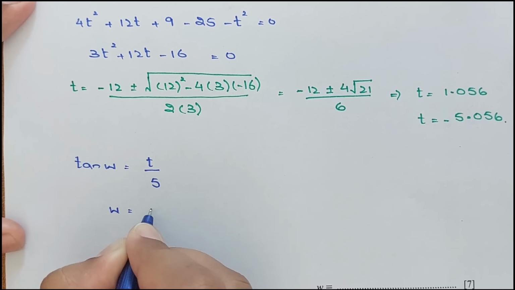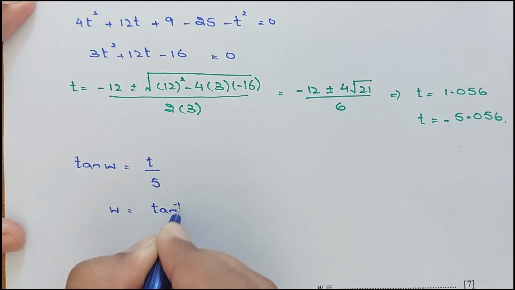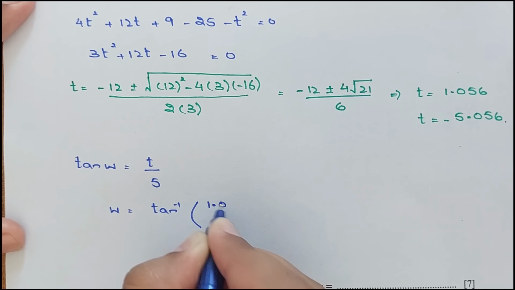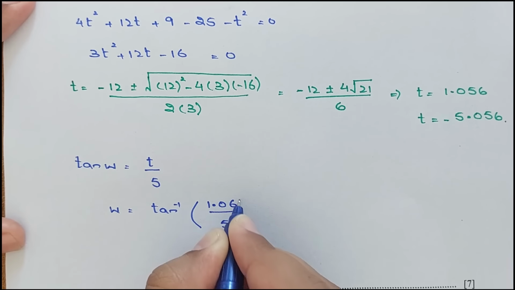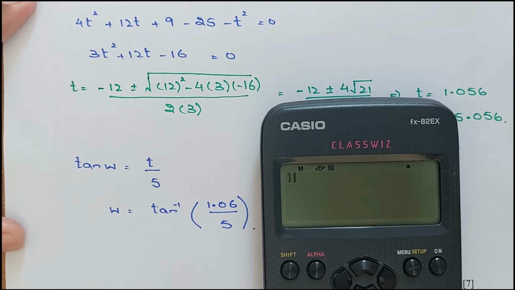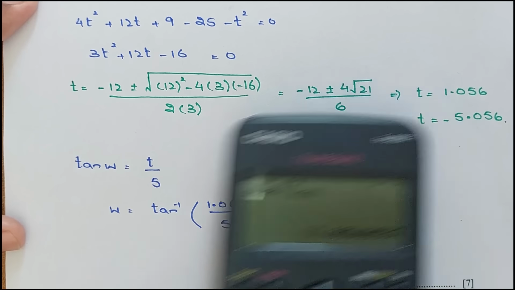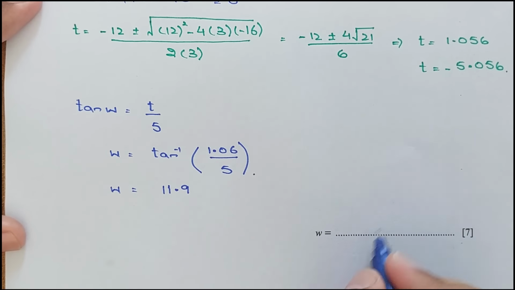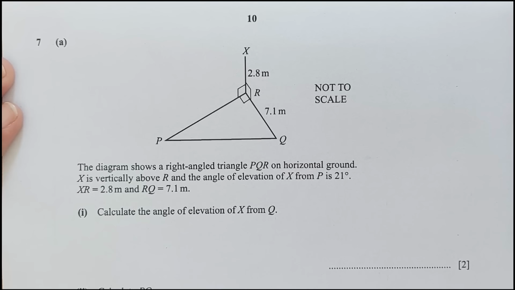So w is going to be tangent inverse of t, which is 1.06 over 5. Let me simplify. 1.06 divided by 5, and tangent inverse of the answer, that is 11.96. W is 11.9 degrees. Question number 7, part A.